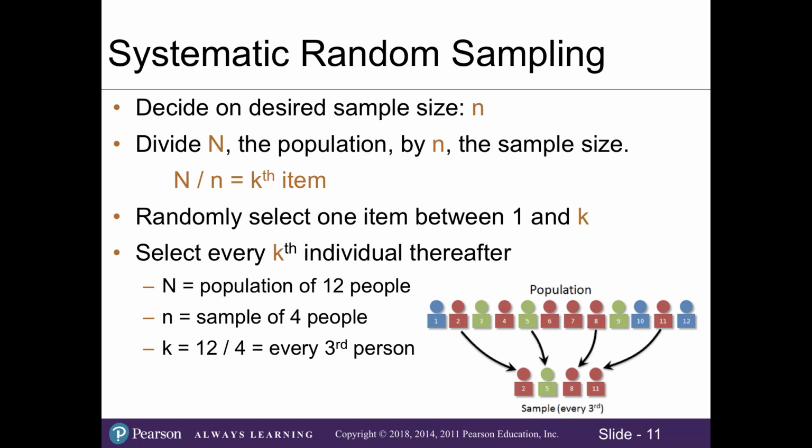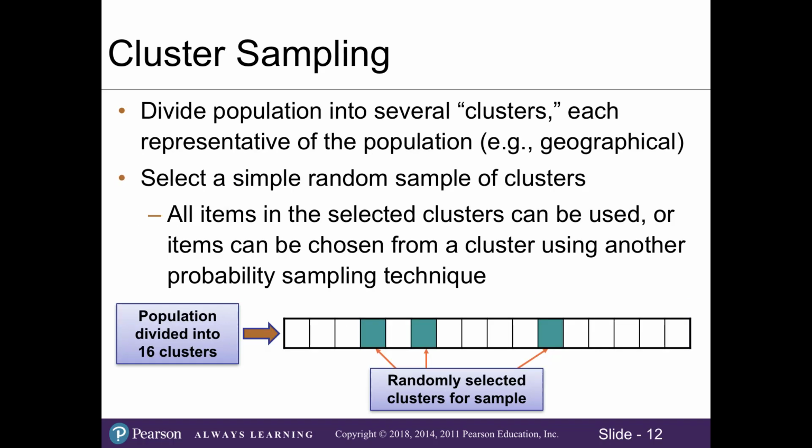So that's what we see in the figure here, where we randomly select a number between 1 and K, in this case 3. So randomly we chose 2. So the second person, then 3 up is the 5th person, then 3 up is the 8th person, and then 3 up is the 11th person.